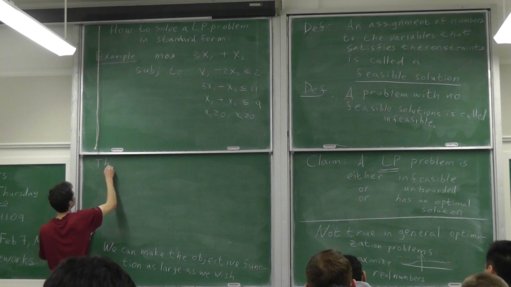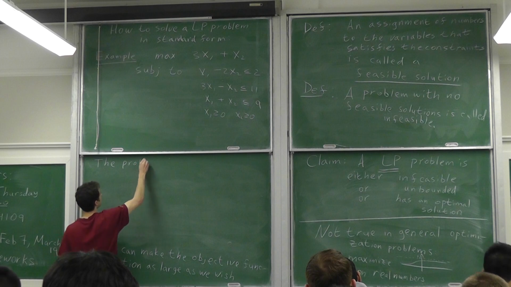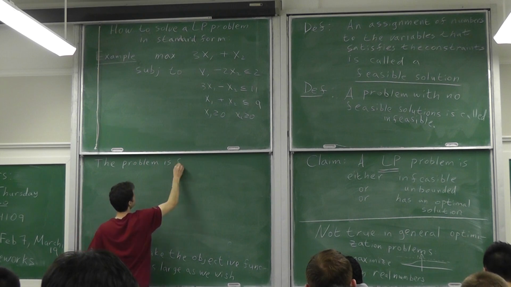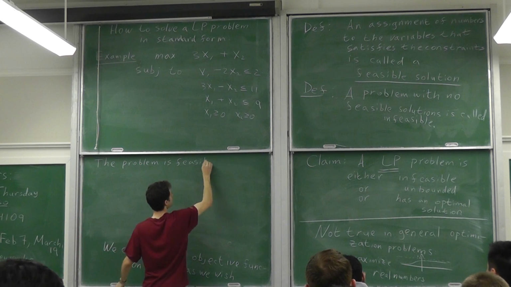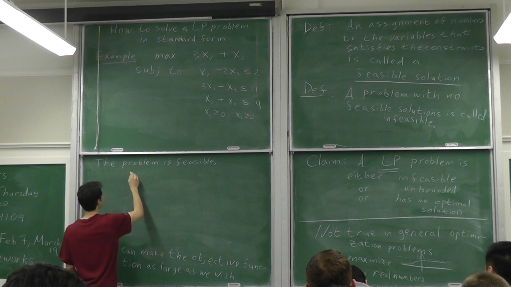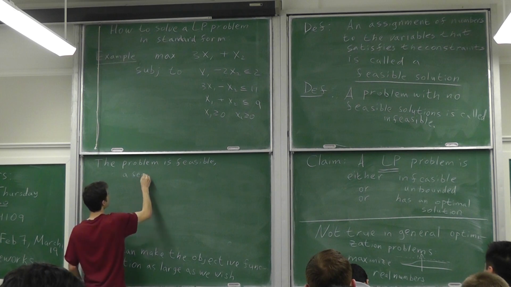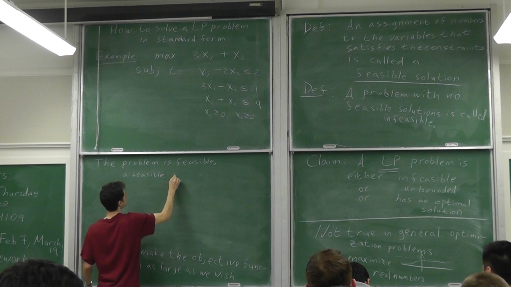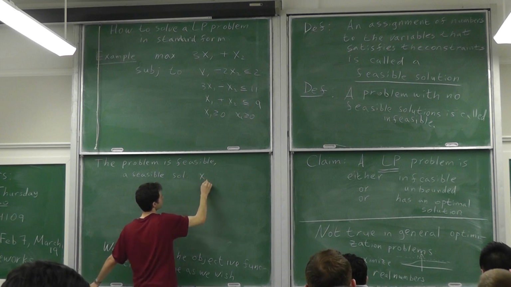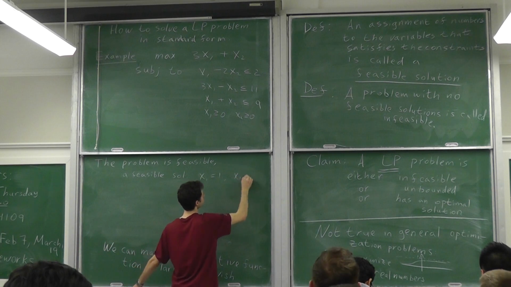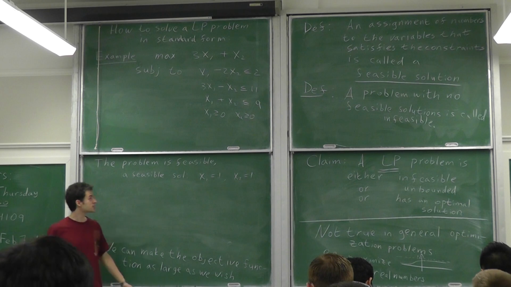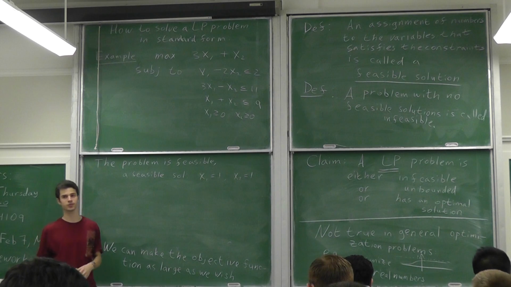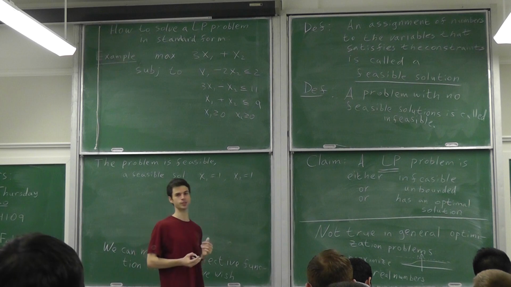The problem is feasible. A feasible solution: X1 equal to 1, X2 equal to 1. So it does satisfy these constraints. We found at least one solution.